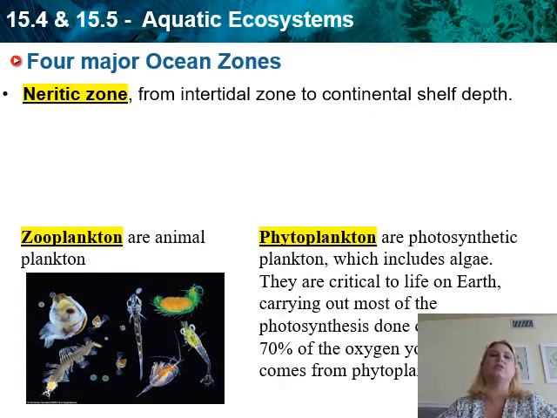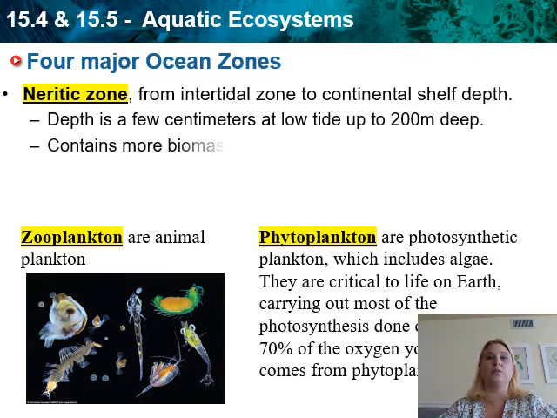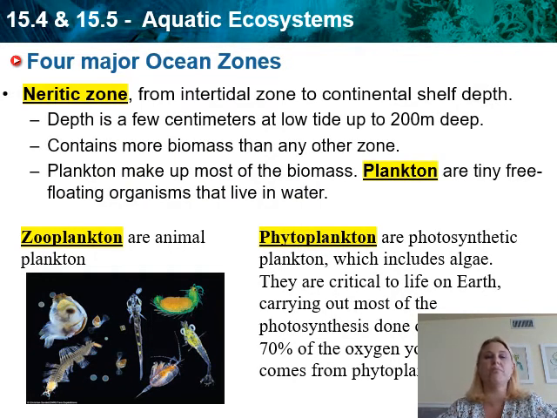Okay, our next zone is called the neritic zone. This one actually contains more biomass, so more living things than any other zone. And it goes from the intertidal zone to the continental shelf depth. And on that little diagram, if you go back, the continental shelf is kind of where it slopes down and then it kind of levels out. That's the continental shelf. Okay.